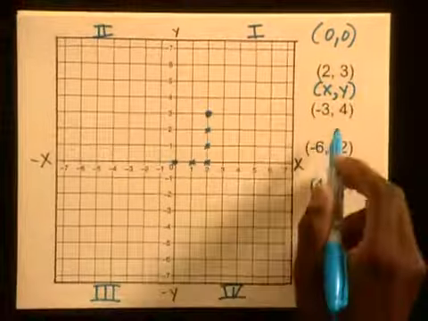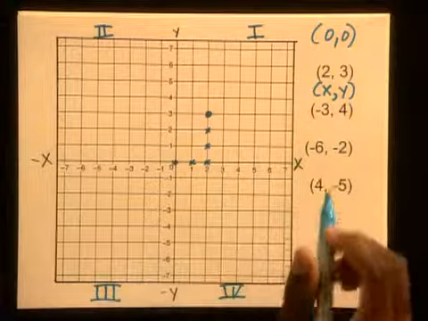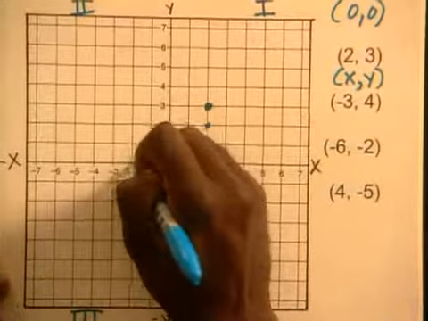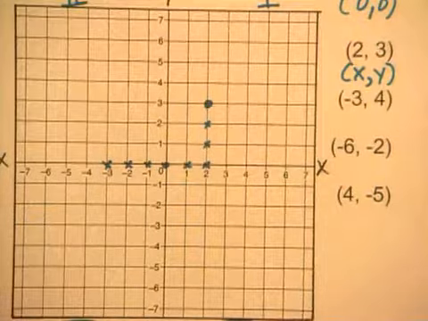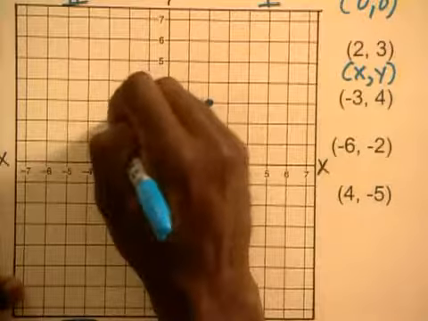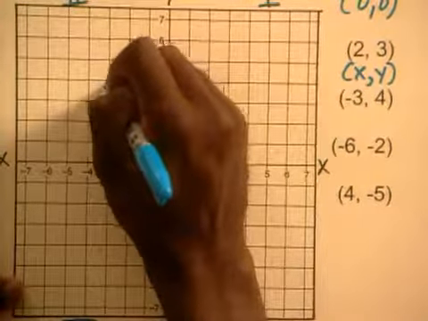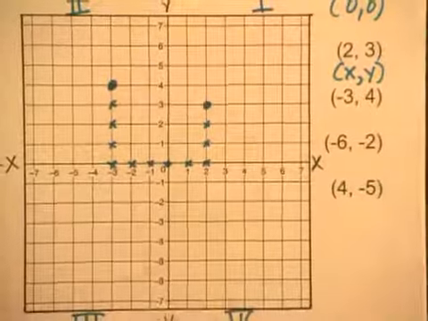Very good. Let's plot the second point, negative 3, 4. Where do we start again? Home base. And we move negative 3 units to the left. 1, 2, 3. Then we put on our turn signal and go up 4 points. 1, 2, 3, 4. And that puts us in what quadrant? The second quadrant. Very good.